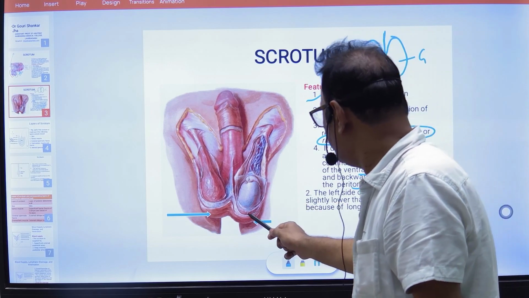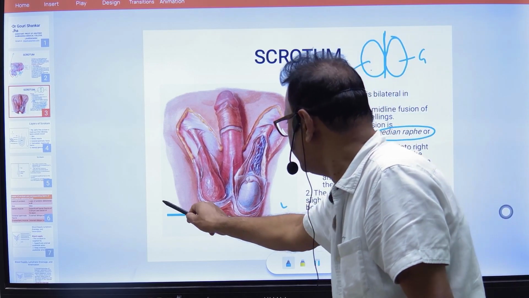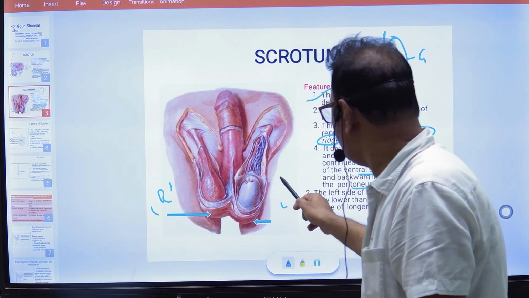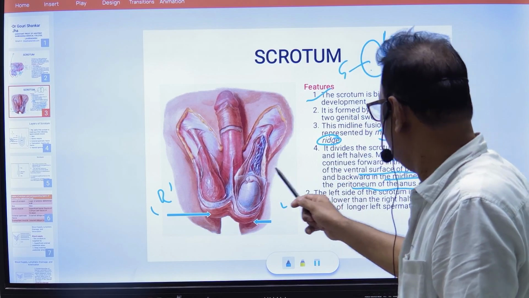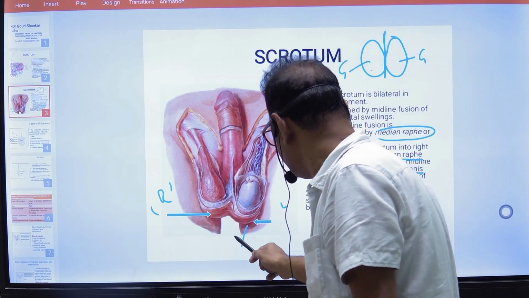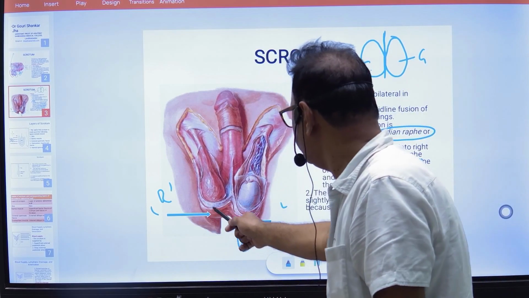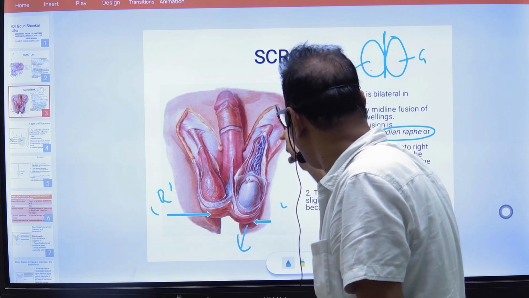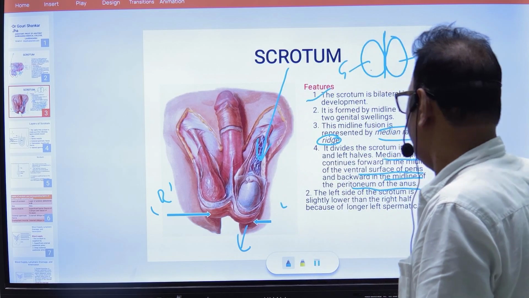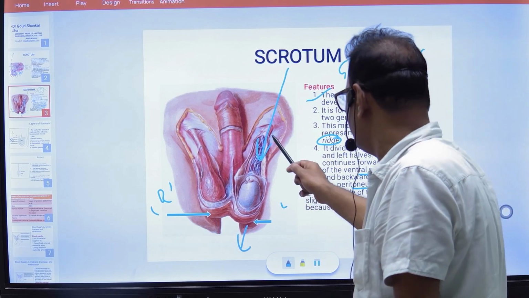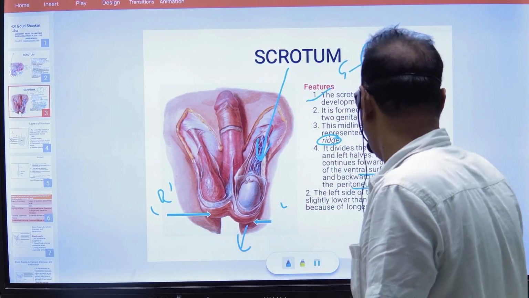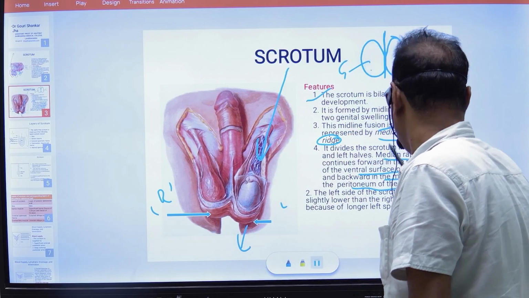Left side of the scrotum: you can see this is the left side and this is the right side. The left side of the scrotum is larger than the right, so it hangs more downward than the right one because of the longer spermatic cord over here. The spermatic cord on this side is longer, so this side comes lower and the other side sits higher.